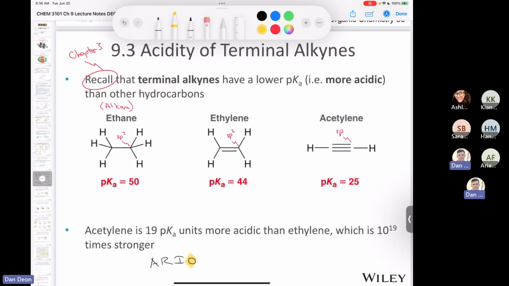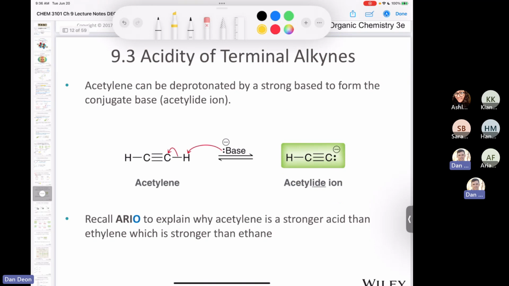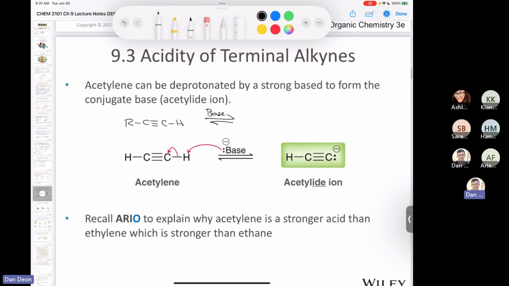So again, what's the whole rationale for us discussing why this proton is so much more acidic than the others on here? The reason why is because we can deprotonate an alkyne. So we can deprotonate acetylene to get an acetylide. And just to review, if you take a terminal alkyne like this, you can also deprotonate it with a base. So I'll put base like this, same thing. And if we do this, we get an alkynide. So we call this an alkynide. So alkynide and acetylide, you need to know the difference between the two of those.